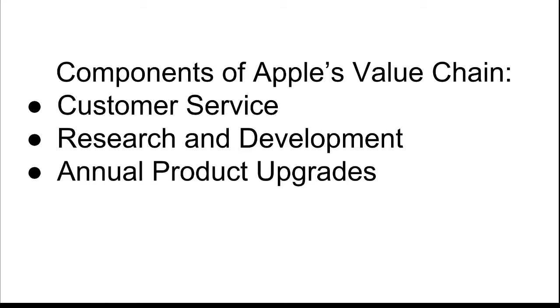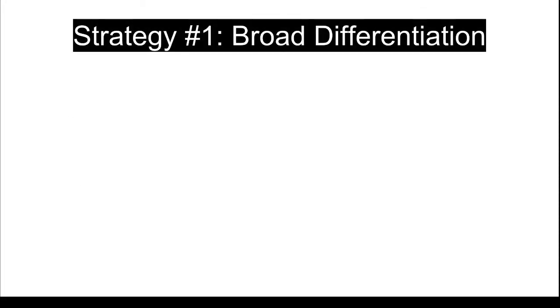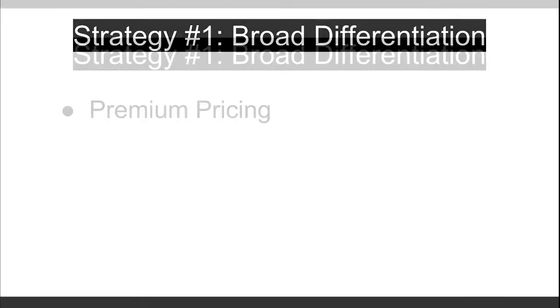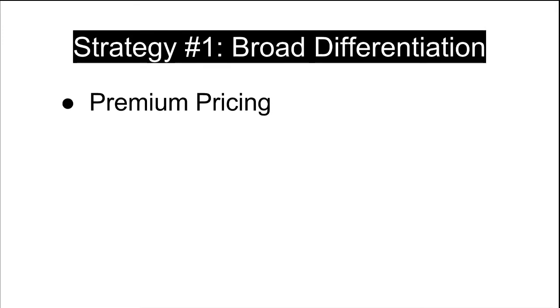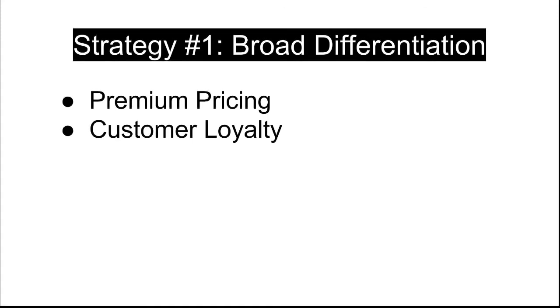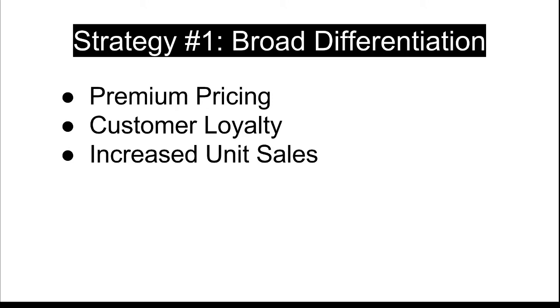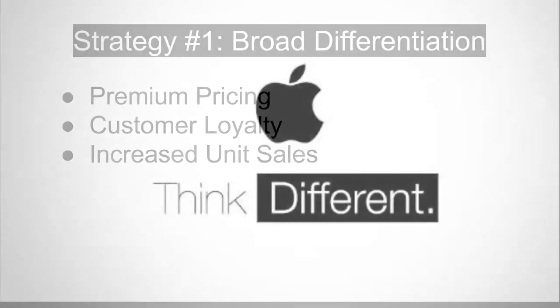In conclusion, the components of their value chain include customer service, research and development, and annual product upgrades. So to kind of wrap up on why Apple really falls into the broad differentiation strategy, it's because they offer premium pricing, such as their very expensive phones and their monthly payment plans. They offer customer loyalty. That's a huge part of what keeps them going. And then they have increased unit sales. So they're offering all their products to a very broad market.